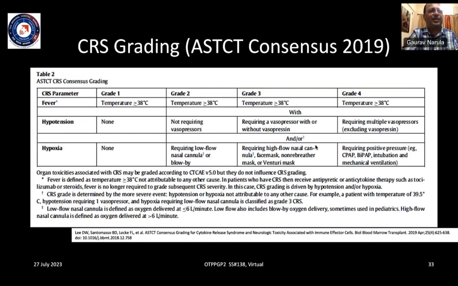So this is how CRS is graded. It's a clinical grading. It's got nothing to do with the lab at all. Unless there is hypotension or hypoxia, it remains grade 1. The moment there is hypotension, we call it grade 2. Or if it requires even a little bit of oxygen, it becomes grade 2. If it requires vasopressors, then it becomes grade 3. If it requires anything more than low flow oxygen, it becomes grade 3. And if the patient goes on a ventilator or requires multiple pressors, it becomes grade 4. Grade 5, of course, means the patient is no more. So this is how we grade CRS. It's a completely clinical grading, so we have to observe the patient carefully, and we have to depend upon the cytokine panels.